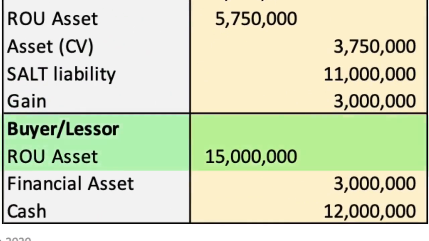Finally, we can prepare the journal entry for the lessor who is the buyer of the building. This one is pretty easy. Simply debit ROU asset account for the $15 million fair value, credit cash for the $12 million cash paid, and credit the difference of $3 million to a financial asset account.